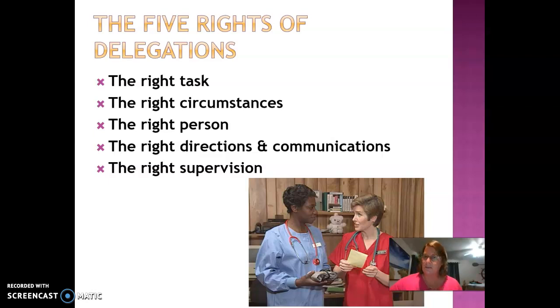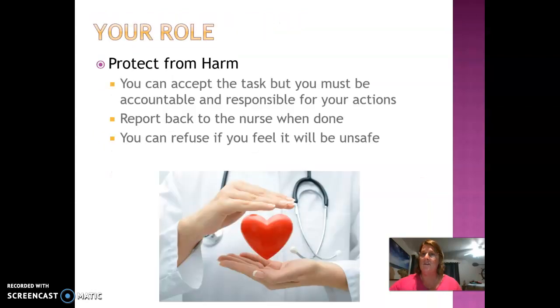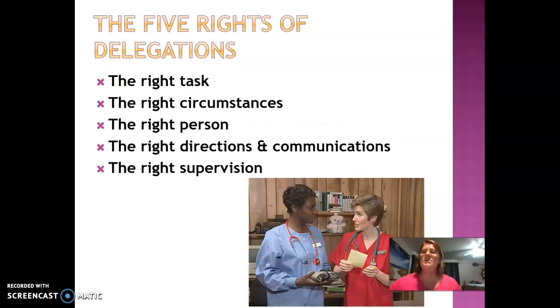So there are rights of delegation, and the 5 rights of delegation are the right task, the right circumstance, the right person, the right directions and communication, and the right supervision. So those are our 5 rights of delegation. When we're talking about the right task, is it the right task to be done for that patient? Is it the right task to be done in this situation? The right circumstances is what you're going to be doing for them. Is it going to harm them? Is it the appropriate thing to do for them in the situation that they're in now?